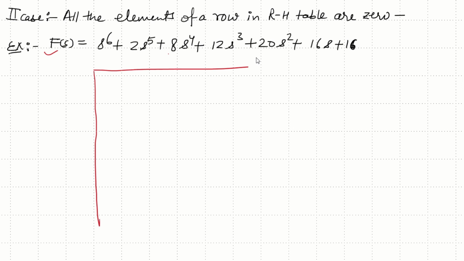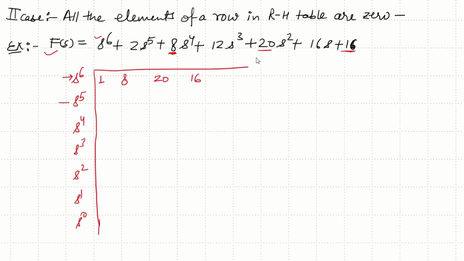Now we will start with the highest power of s, which is s to power 6. Then we will write s to power 5, s to power 4, s to power 3, s to power 2, s to power 1, and s to power 0. For the row s to power 6, the first coefficient is 1. Then we take the alternate coefficients: 8, then 20, and the next alternate coefficient is 16.